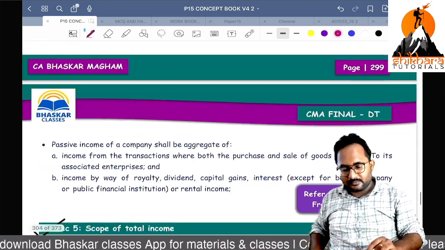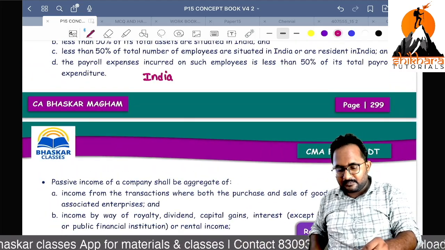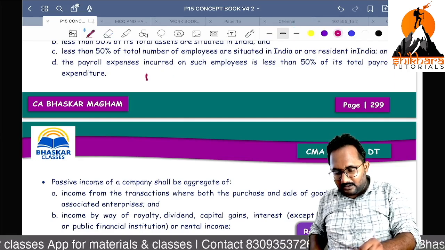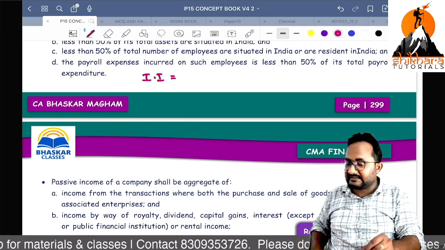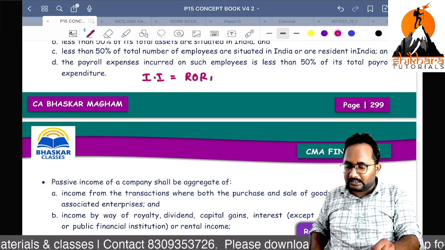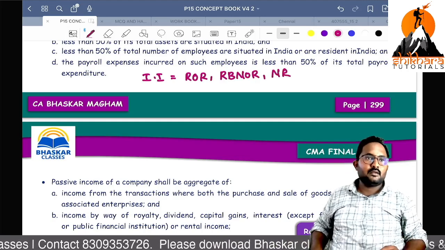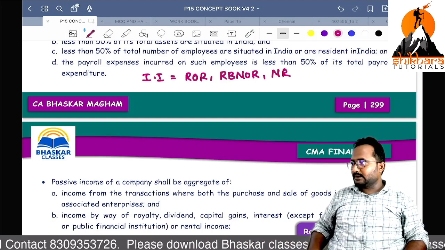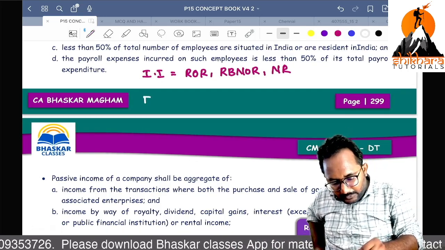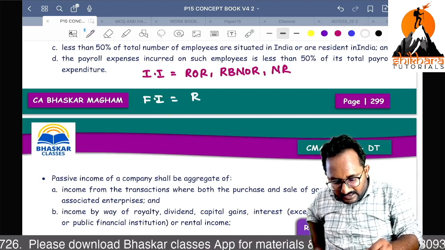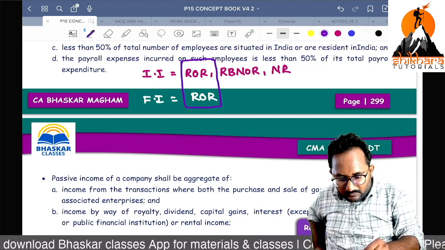So can I tell you one shortcut for this whole thing? I will tell you. Remember, if it is Indian income, that is taxable in the hands of whom? ROR, RNOR, NR. Are you clear? Next, if it is a purely foreign income, it will be taxable only in the hands of whom? ROR.